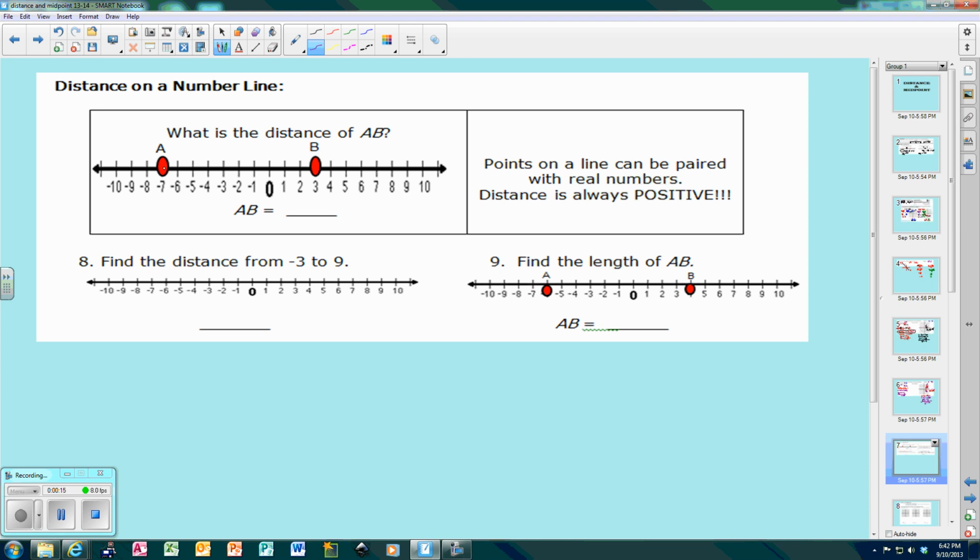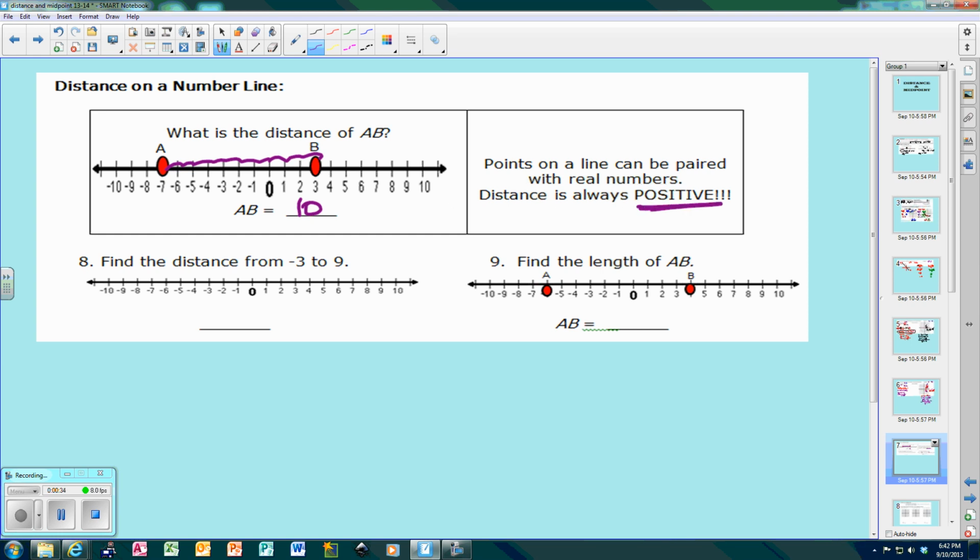So if I'm standing here at A and I want to walk over to B, how many steps do I have to take? 1, 2, 3, 4, 5, 6, 7, 8, 9, 10. So I need to take 10 steps if I want to get from A to B. Remember, distance is always positive.